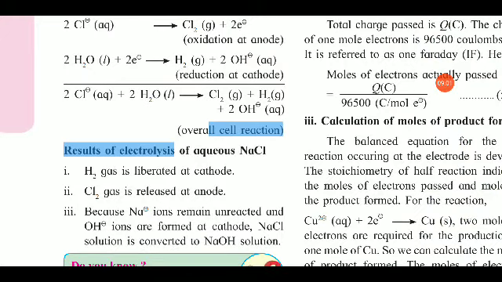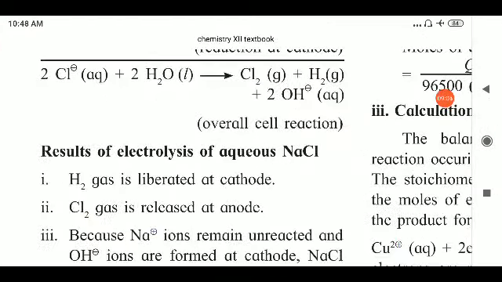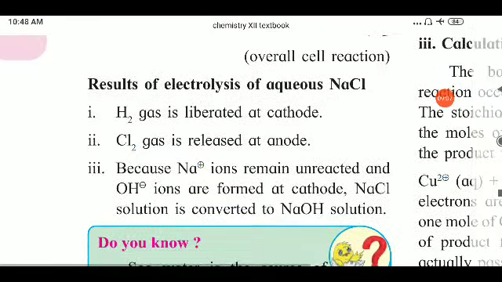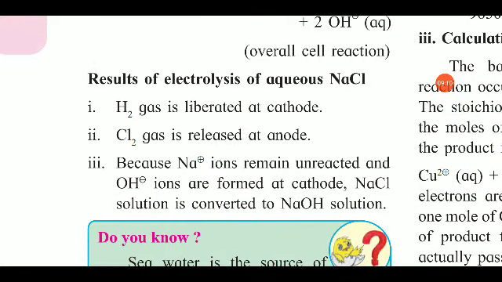One thing we have to notice is what remains after these cell reactions, that is, the results of the electrolysis of aqueous NaCl. Students, as with molten NaCl, we now look at the results. H2 gas is liberated at the cathode. In the first case, hydrogen gas is liberated at the cathode and chlorine gas is released at the anode. The trick to remember: anodic oxidation takes place, cathodic reduction takes place. According to that, we write the results.